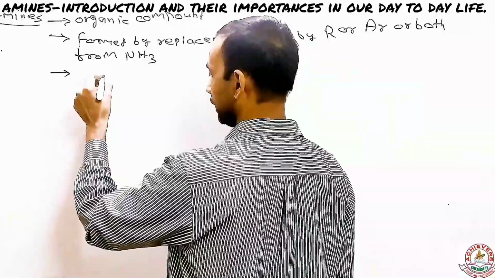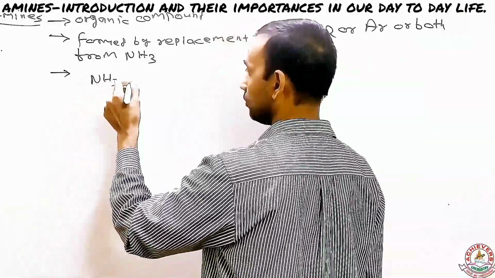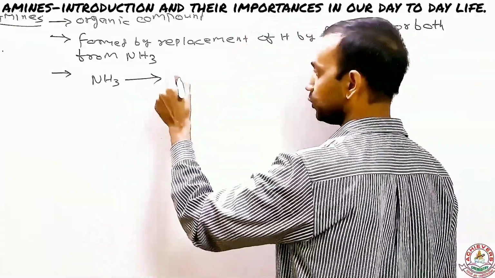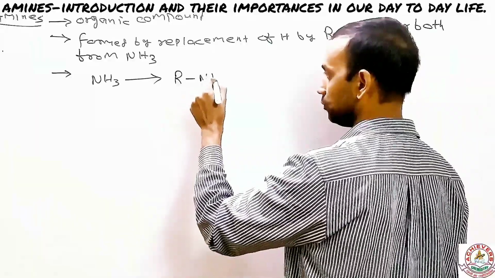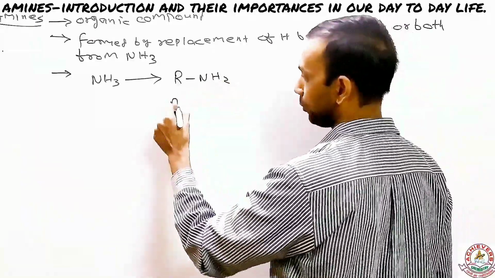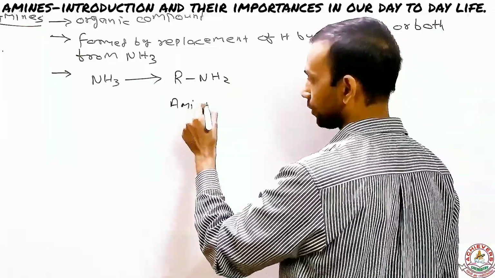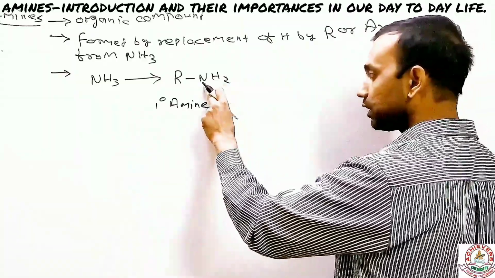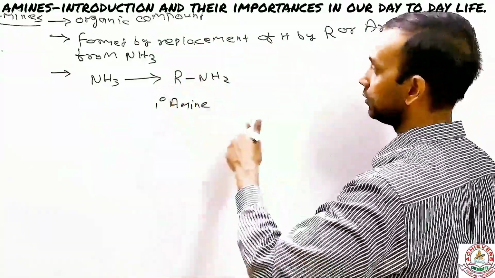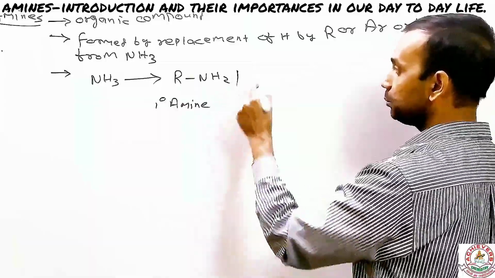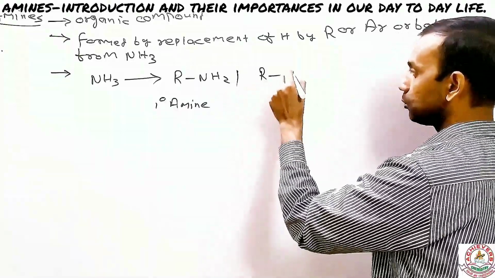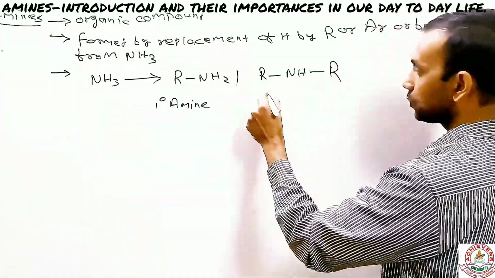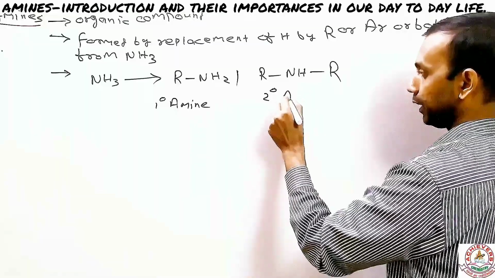You have ammonia here, right? This ammonia can result in formation of RNH2. So this is an amine. This is called a 1 degree amine. Why is it a 1 degree amine? Because nitrogen is bonded to only one carbon directly. What next may be like this one, where nitrogen is bonded to 2 carbons. So this is called your secondary amine.